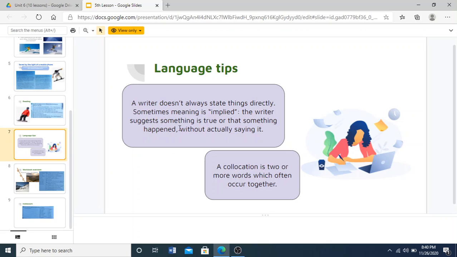So you have to read to understand, to know if all those parts of the passage were actually implied or not, based on your understanding of the passage. Another language tip here is collocation. A collocation is two or more words which often occur together. There are some words in English that go together. When you see this in a sentence, they are known as collocations. We are going to look at some examples right now in the next task that we will do.